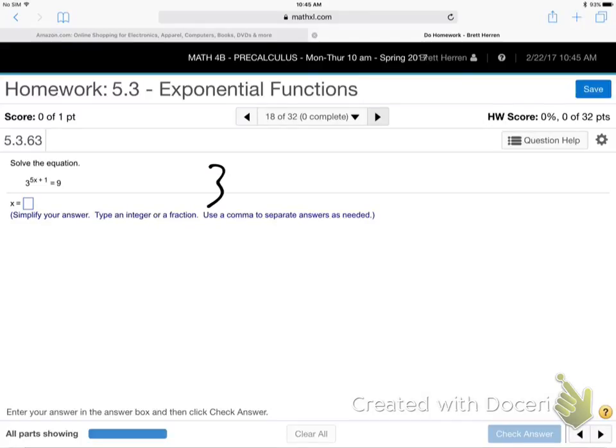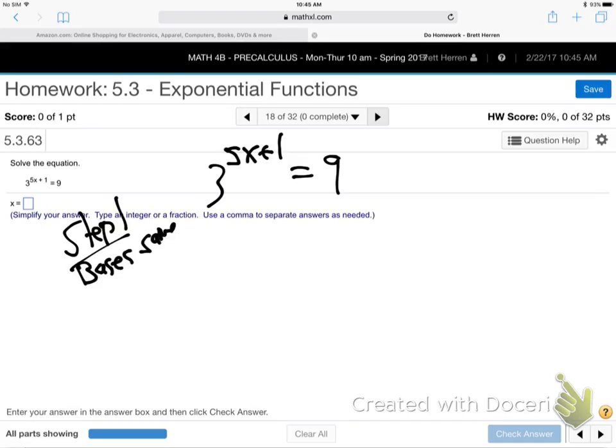Okay, so 3 to the 5x plus 1 is 9. Try that one. So go through those 2 steps. Step 1, make the bases the same. Step 2, set the powers equal. So make the bases the same, then set the powers equal.